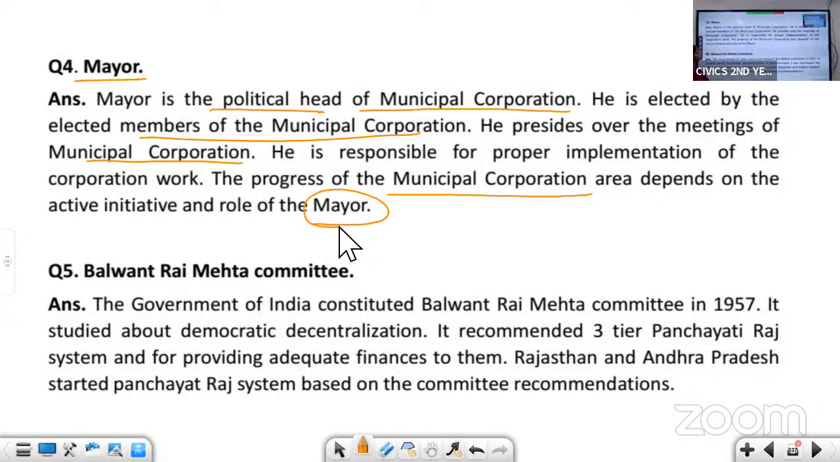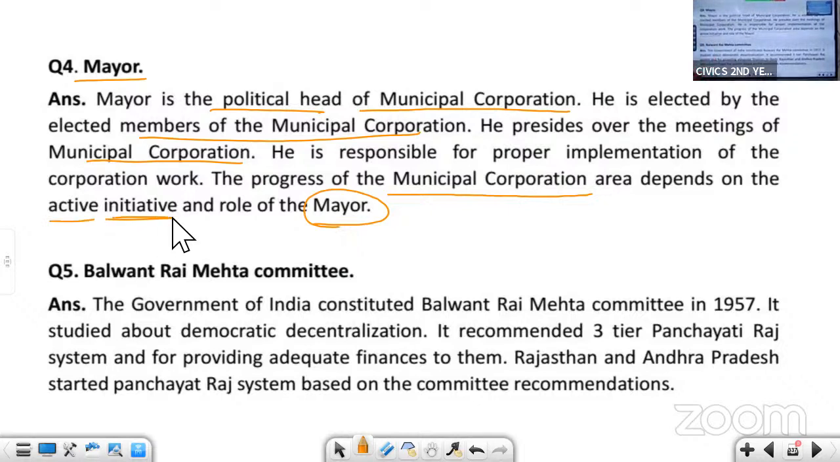The progress of any municipal corporation area depends upon the mayor. A municipal corporation area will develop if the mayor is active and takes initiatives. Like how a village develops because of the involvement of the Sarpanch, the role of Sarpanch at village level is similar to the role of mayor for municipal corporation.